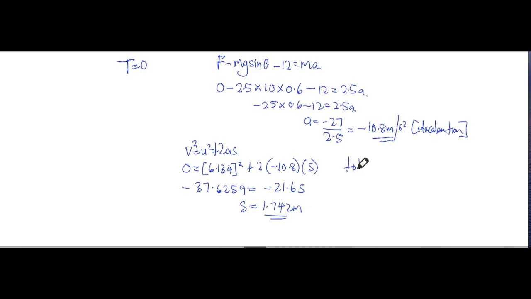So the total distance equals 6.134 plus 1.742, and the answer is 7.876 meters. So before the string breaks, it traveled 6.13 meters, and after the string broke, it traveled another 1.742 meters until it stopped. So altogether, 7.876 meters.